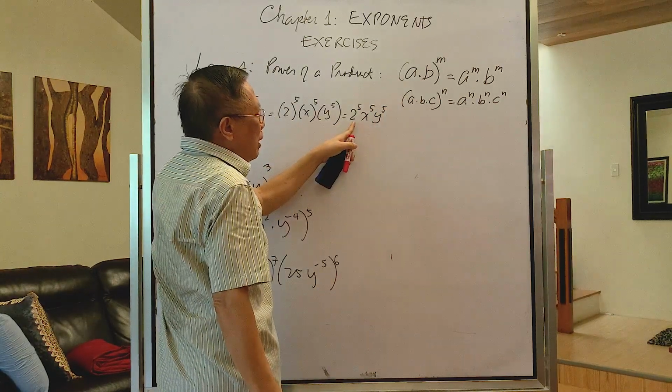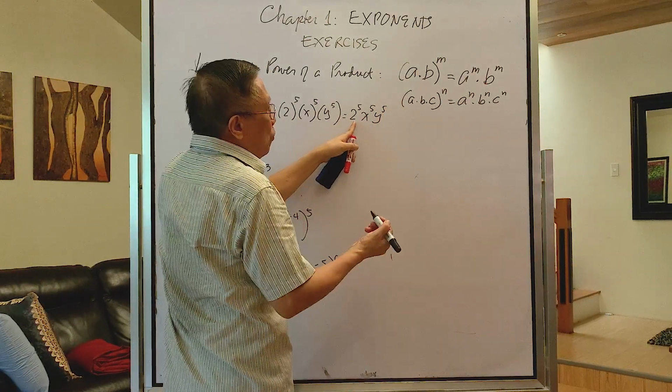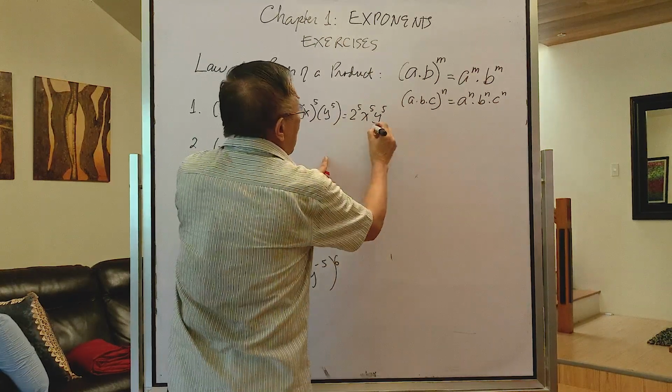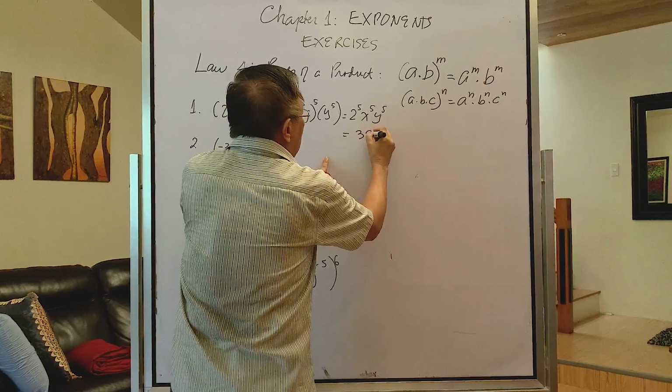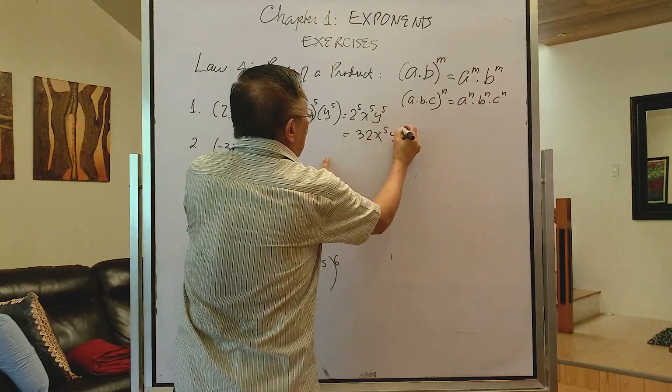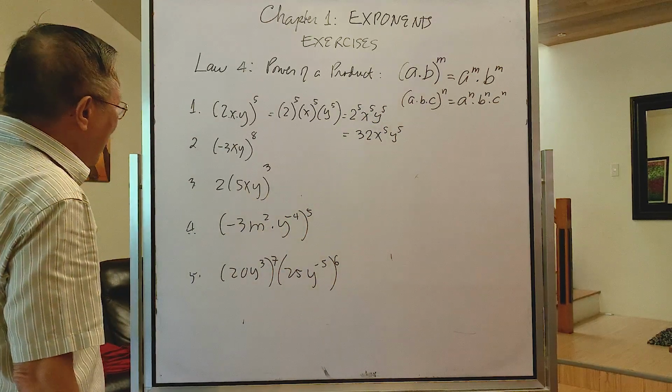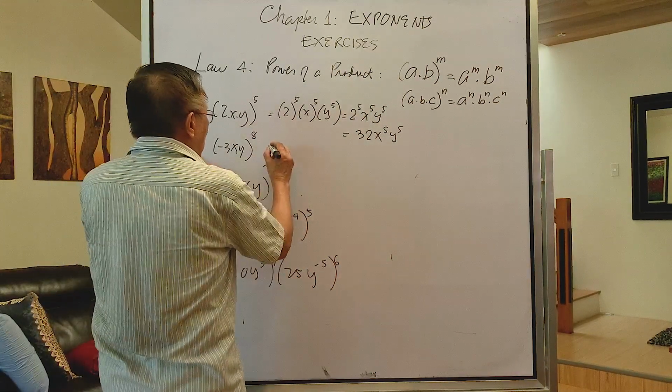Now, for this constant, 2 to the 5th is small enough for you to expand. 2 times 2 is 4, times 2 is 8, times 2 is 16, times 2 is 32. So you may write your answer as 32 x to the 5th, y to the 5th. Okay? Now, what about number 2?